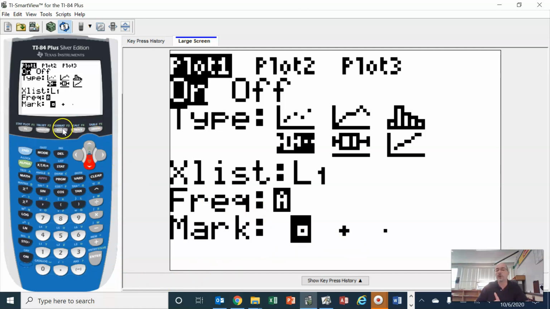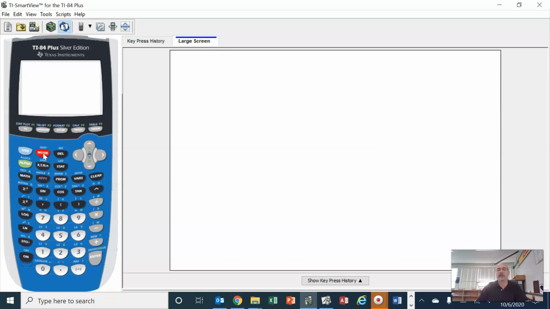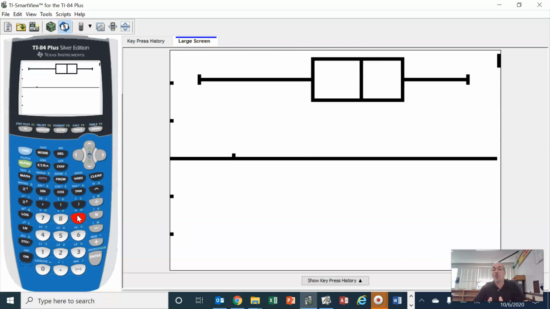And then remember, we go zoom. For some reason that does that. I have to go out of this screen first. I'm going to go zoom 9. Voila. Now, that is definitely approximately normal. Yes, the left whisker is a little bit long, but that doesn't mean it's skewed. Only something that is really, really out there is skewed. This is approximately normal, folks.